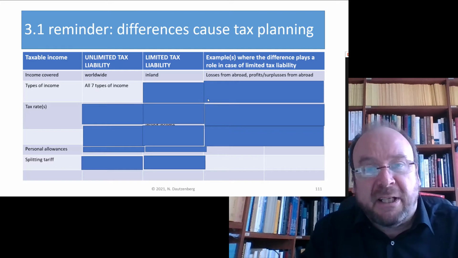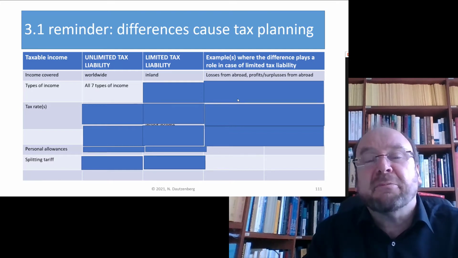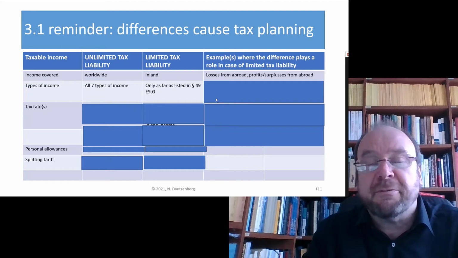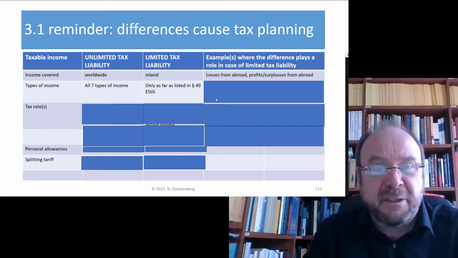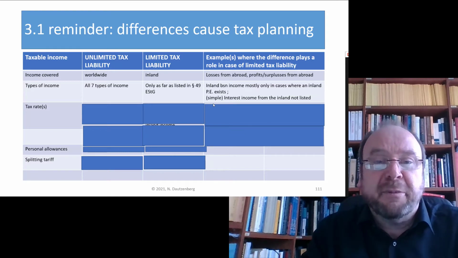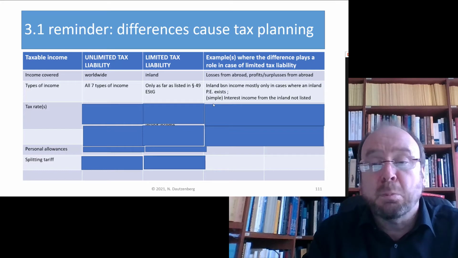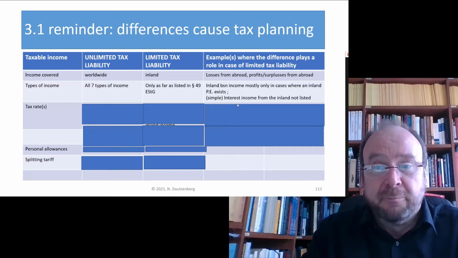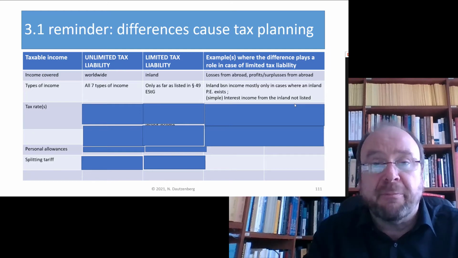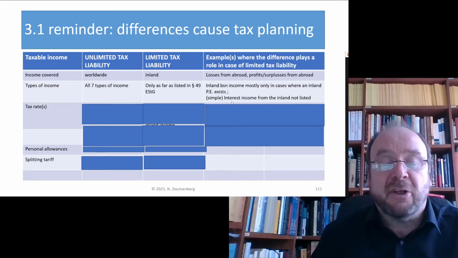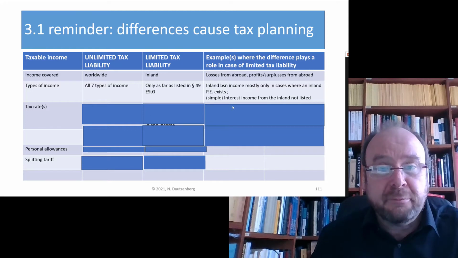The types of income which are covered under the unlimited tax liability: all the 7 types of income are comprehensively covered. Under limited tax liability, they are only covered as far as they are listed in paragraph 49 EStG, and 49 does not list all the activities which are included under the 7 types of income in paragraph 2. Differences might be, for example, that inland business income is only taxable under limited tax liability if you have a permanent establishment here. Simple interest income from the inland is not taxable at all under limited tax liability. So you would prefer to be taxed under limited tax liability if you live from interest from a bank account, naturally, because that's not included in the limited tax liability list. In the other one, it is.